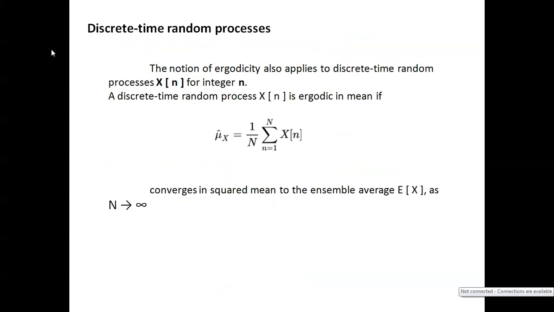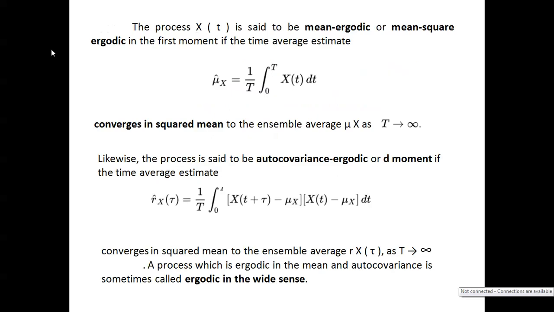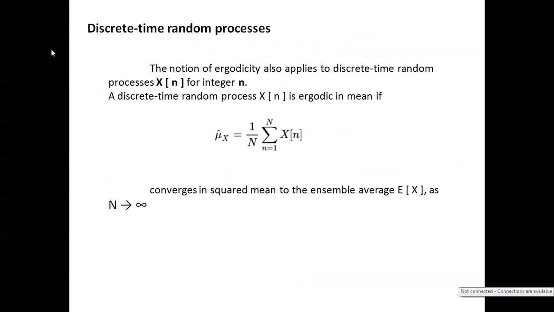So this one is for a discrete time random process. The previous one was for a continuous time random process. For a continuous time random process, time is measured as t. For a discrete time process, the time is measured as n. So for a discrete time random process x of n, it is ergodic in the mean if mu x hat equals 1 by N, summation of n equals 1 to N of x of n. Convergence in mean square to the ensemble average E of x as N tends to infinity.